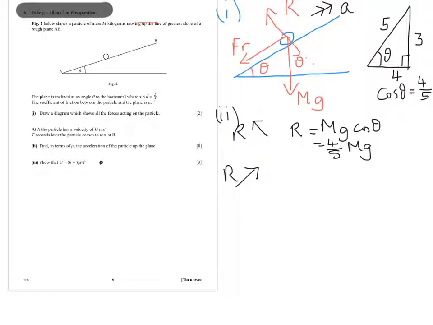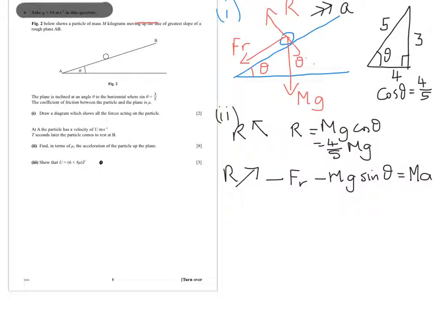So when we come to look at the forces parallel to the plane, we see that F and the component of the weight are both acting downwards, so they're going to have negative coefficients. So it's going to be minus the friction, minus the component of the weight, which is mg sine theta. And that's it. Those are the only two down the plane, and that will be equal to the mass m times the acceleration we're trying to work out.